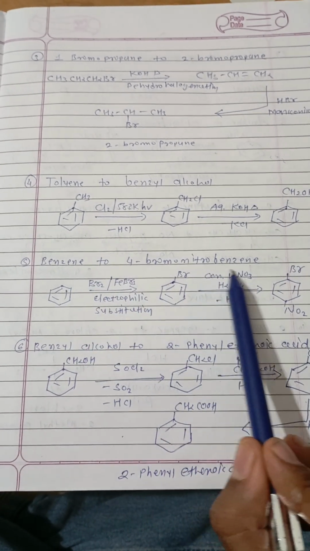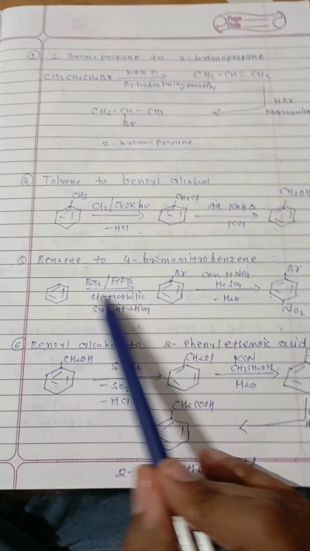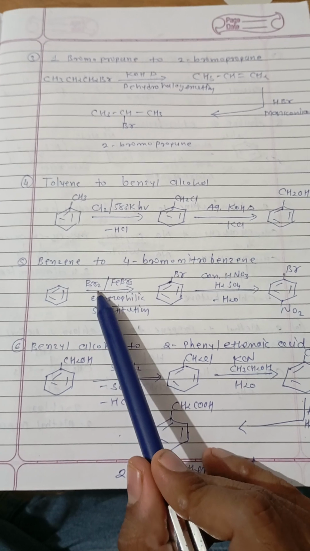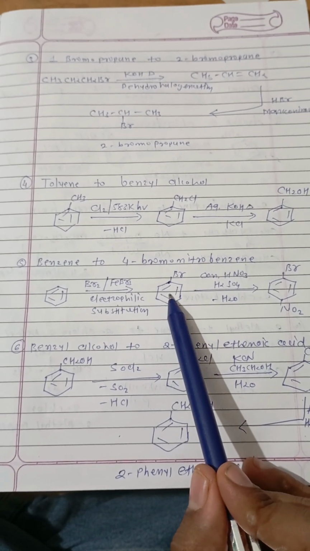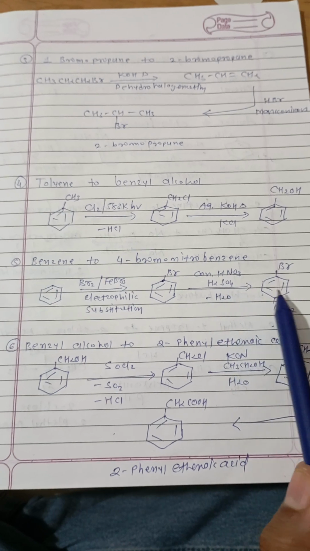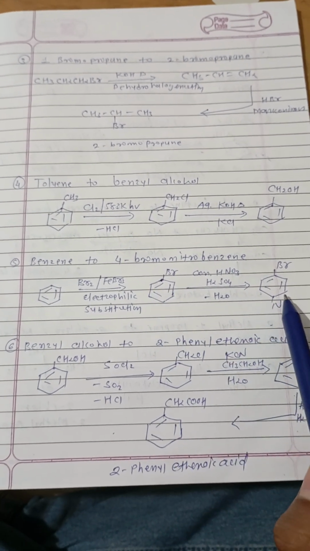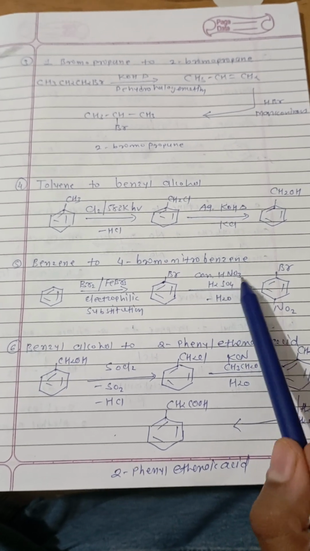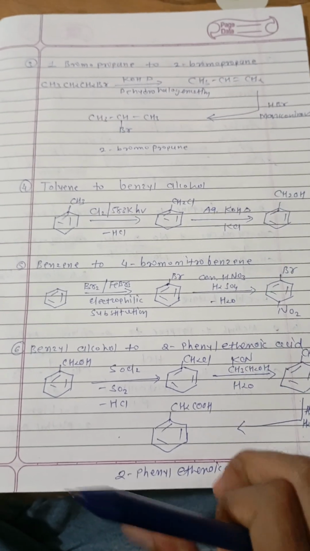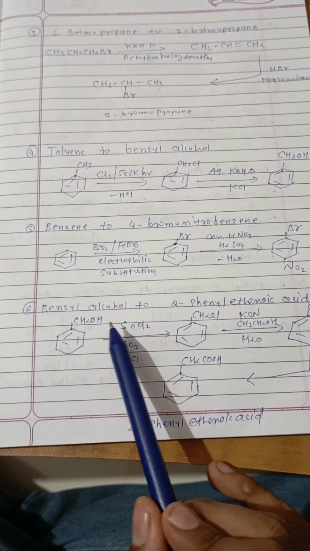Benzene to 4-bromonitrobenzene. We have benzene, first bromination happens in the presence of Br2 and FeBr3. Electrophilic substitution will form bromobenzene. Then nitration happens, and our final product is 4-bromonitrobenzene. In the nitration we consider nitric acid and sulfuric acid. So this is the solution of this fifth conversion.